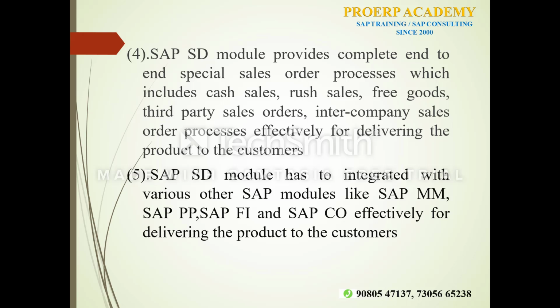Once again, we have also discussed different special sales order processing, namely cash sales order, rush sales order, free goods determination, third party sales orders, and intercompany sales order processes. These processes come under special sales order processing. So we need to identify the normal sales order processing as well as the special sales order processing. Then only can they deliver the product to the customers.